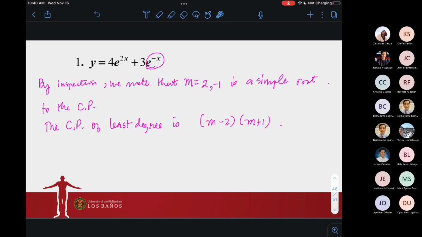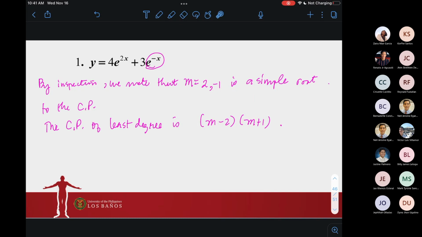You can use the factor theorem or just common sense na, si 2 dapat ay maging root. So dapat si m minus 2 ay factor ng characteristic polynomial para pag nag-plug in ka dyan ng 2, magzi-0. Alright? Ganun din si -1. Alam ko si m plus 1 ay factor kasi sabi ng factor theorem, kapag kasi -1 ay root, ang m minus -1, which is m plus 1, ay factor ng characteristic polynomial. Or again, common sense, magzi-0 yung polynomial kapag ka nag-plug in ako ng -1, kaya dapat m plus 1 yung factor.